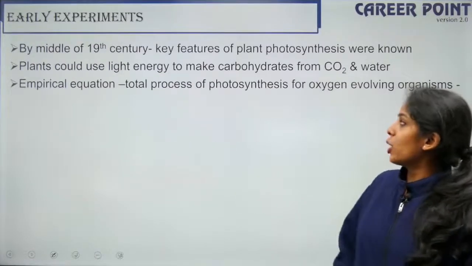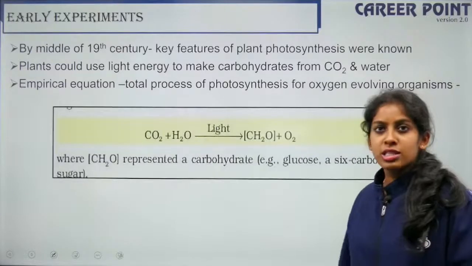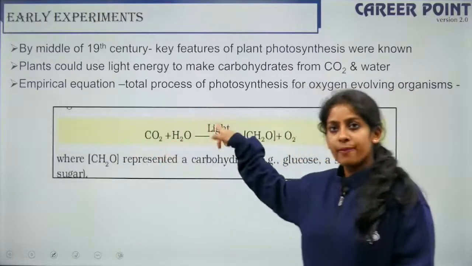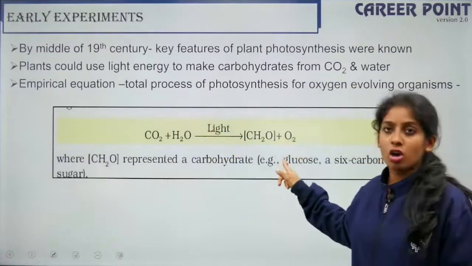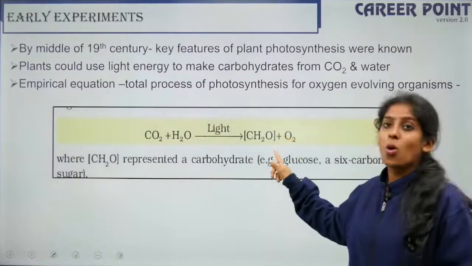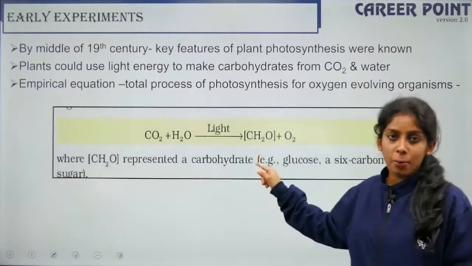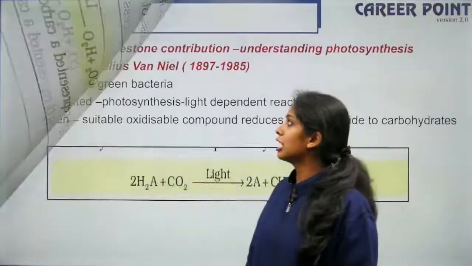So the empirical equation of the entire process of photosynthesis is carbon dioxide plus water in the presence of light gives glucose plus oxygen. So CH2O is the generalization of carbohydrate. So this is how the empirical equation is.